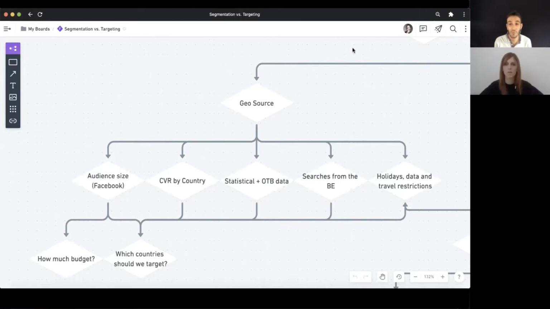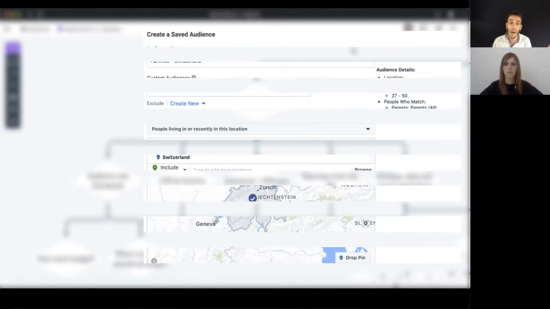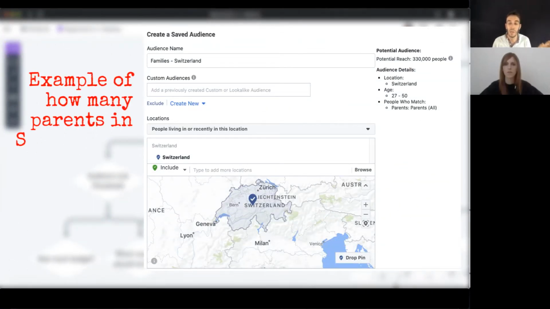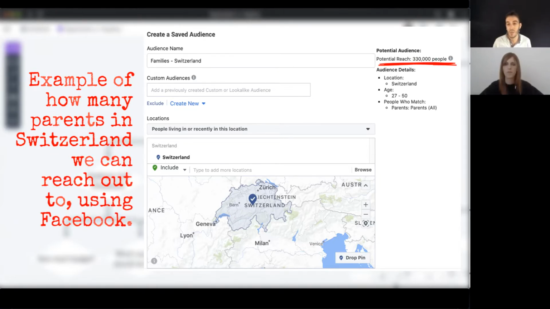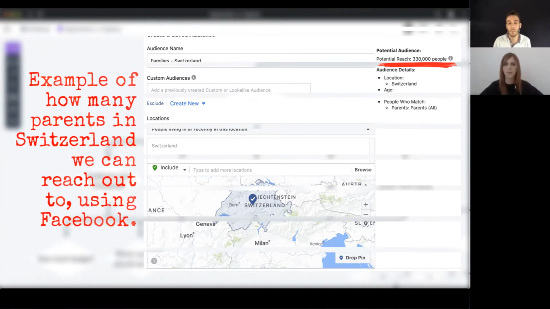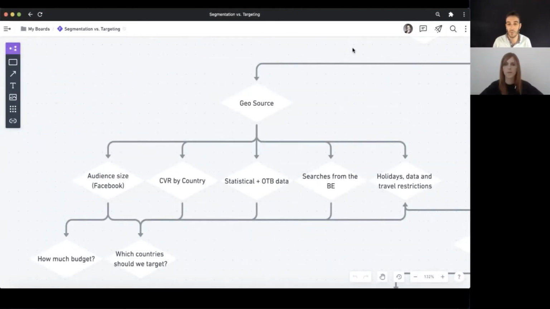And that's what Facebook, for example, is extremely useful for, because depending on the countries, we might want to see specific targets, in this case, families. We might want to see, for example, families, again, in Australia, maybe families in Switzerland, how many people we can count and we can potentially reach out to, relating this amount of people to the budget that we have in our hands. And therefore, based on all this information, we can decide how much budget we might want to put in the campaign and which countries we might want to target as opposed to other countries that we might want to leave out from our targeting.